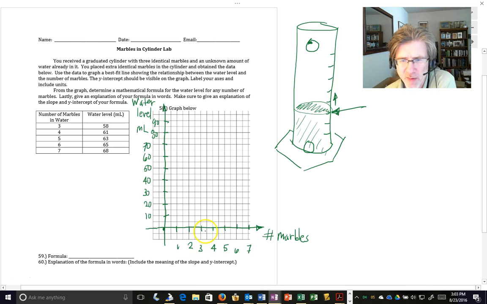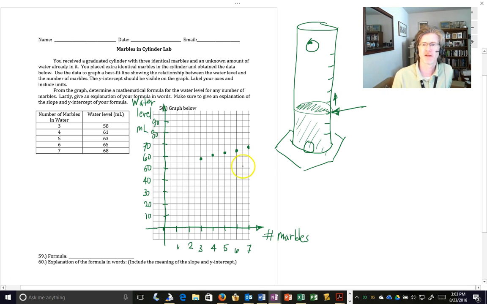When I put in 3 marbles, I basically get a height of 58. So let's do 59 and be right tight on that. Let's go down a little bit. So 58, maybe right there. When I put in 4 marbles, I'm going to get 61. That's just slightly above that line. When I put in 5 marbles, I'm going to have 63. So 5 marbles, 63 is not tight on 65. It's like right here. And then when I put in 6 marbles, I get 65. That's dead on this one right here. And then when I put in 7 marbles, I get 68 or so. That's a little bit below there, 68.